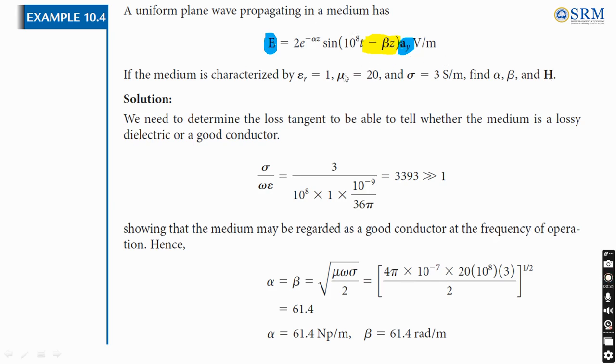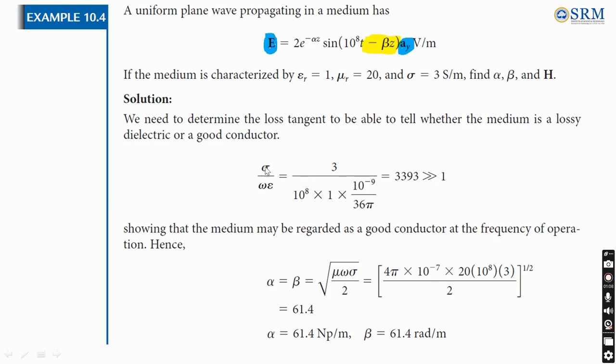Seeing the expression, since e power minus alpha is there, it is not a lossless dielectric, right? Lossless means attenuation will be zero. And since the material properties are given, relative permittivity and permeability, it is not free space. For free space, they won't mention. So our choice is whether it is a lossy dielectric or a good conductor. We will determine that by finding the loss tangent value. Only that parameter will help me to find whether it is a lossy dielectric or a good conductor.